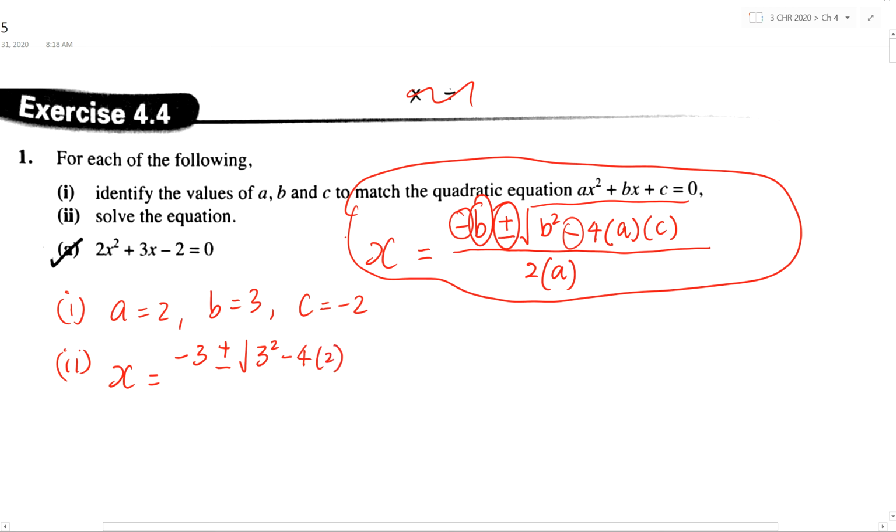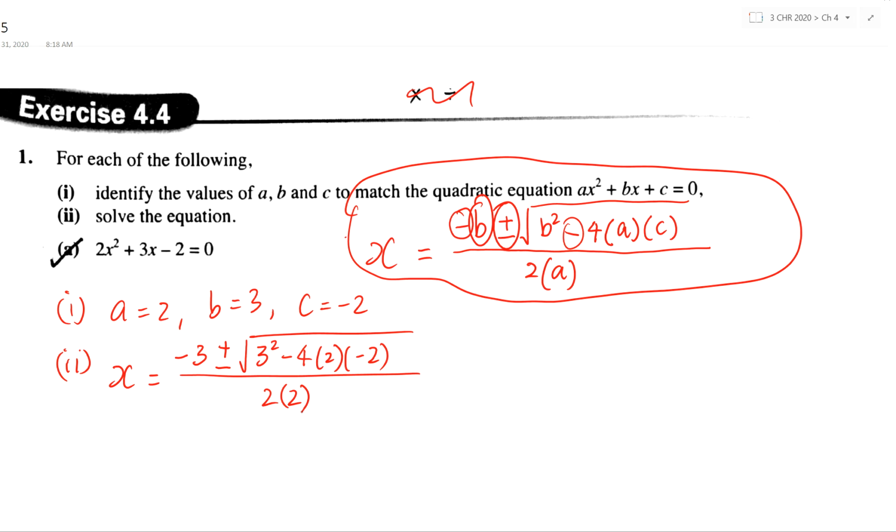2. I see a c over here. Multiply by c. What is the value of c? Is it positive or negative? Negative. Over 2 times a. What is the value of a? It is 2. Okay? Now, how do we simplify this?